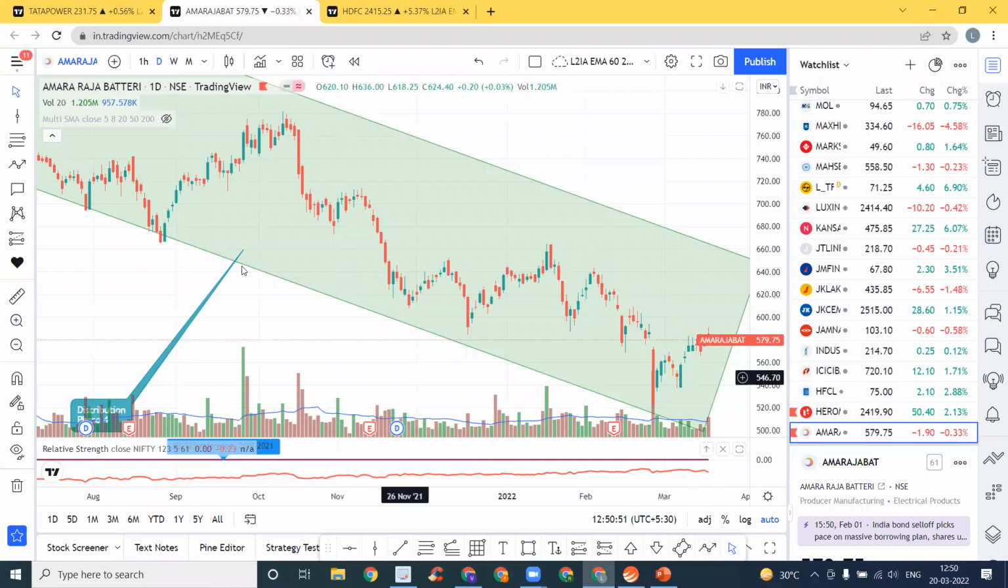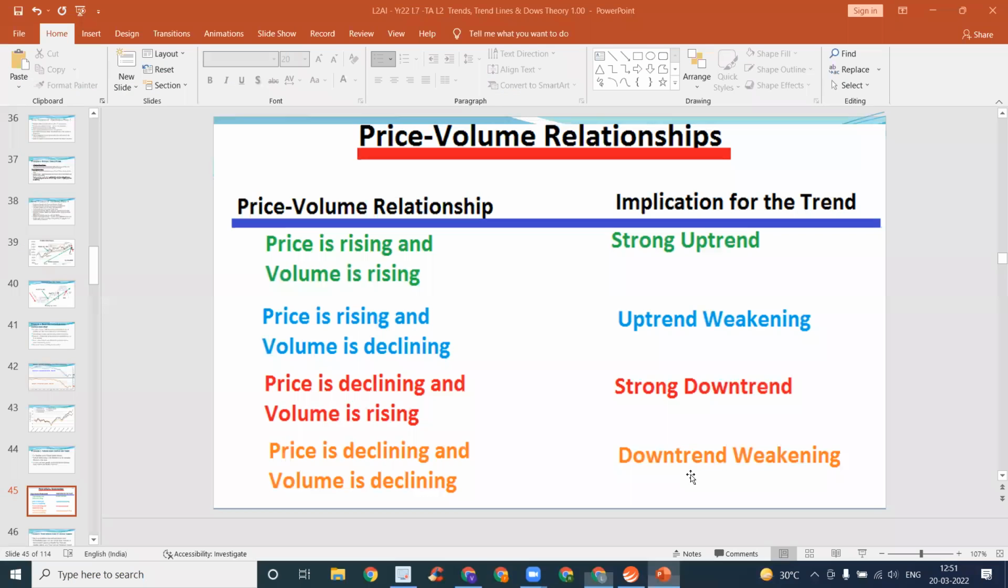See here, ये गिरना चालू हुआ. Whenever it started falling, see this big fall, the volume was high. Very good. Means it is declining, stock is falling with high volumes, means the downward strength is more. Price is declining with high volumes, means the downward strength is more.